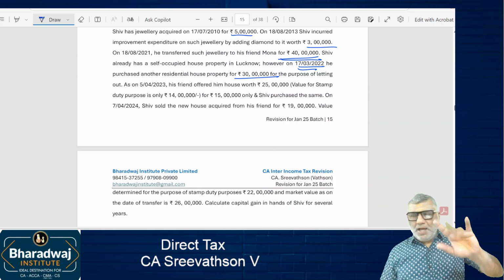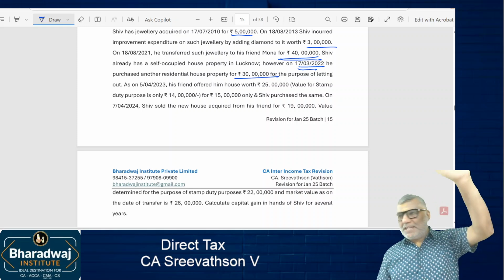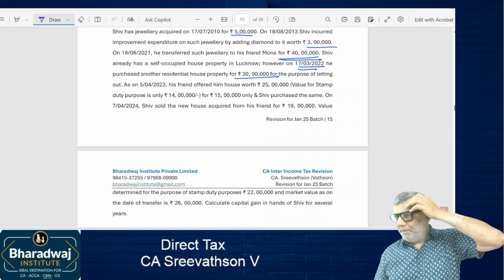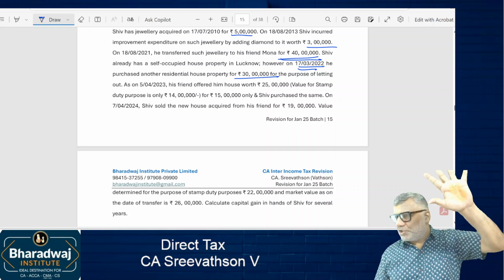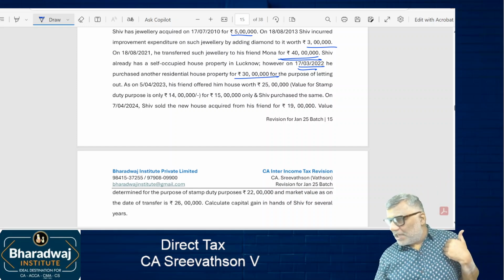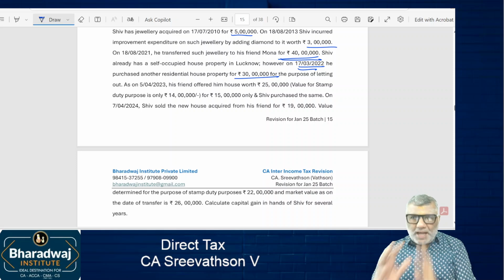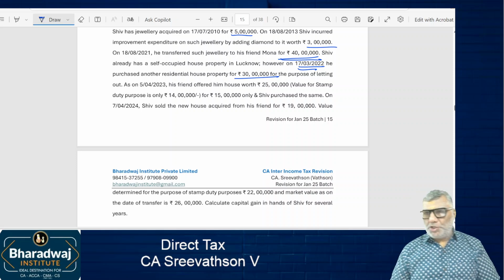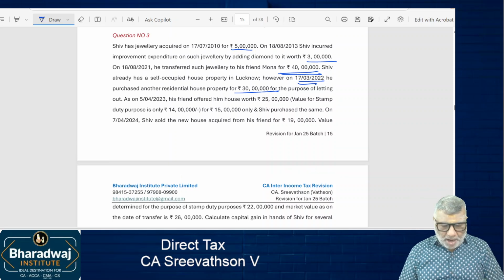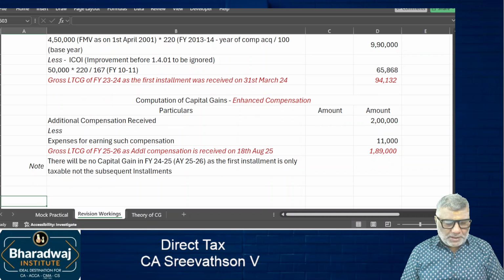This 54F house he has maintained for a longer period of time. That is not the one which is sold. Only the new house which he has acquired has been sold. There are some very interesting computations. That's why I earmarked this question to be worked out in the classroom.